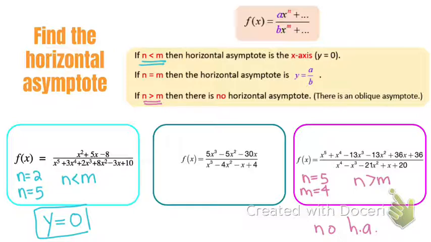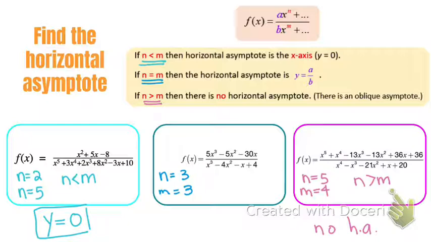Now let's look at the middle one. For this one, the highest exponent in the numerator and in the denominator are both 3. When the highest exponent is the same in the numerator and the denominator, you need to use this formula to find out where exactly that horizontal asymptote is, because it is not at y equals 0.